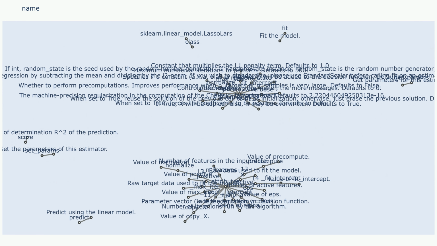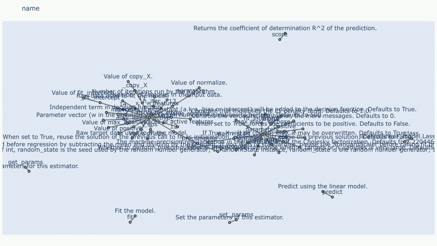Example. Python. From sklearn.linear_model import LassoLars. From sklearn.datasets import make_regression. From sklearn.model_selection import train_test_split. Generate synthetic data with 100 features and 100 samples. X, y = make_regression(n_samples=100, n_features=100, random_state=42). Split the data into training and testing sets. X_train, X_test, y_train, y_test = train_test_split(X, y, test_size=0.2, random_state=42).